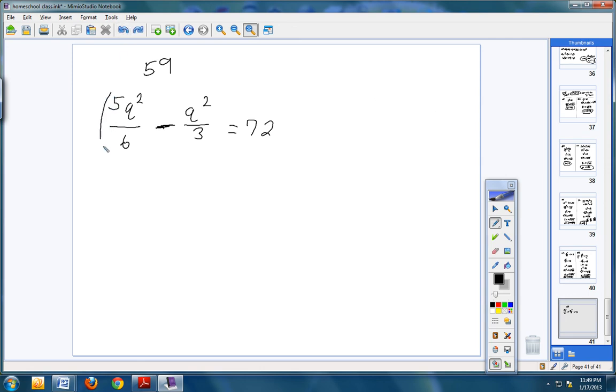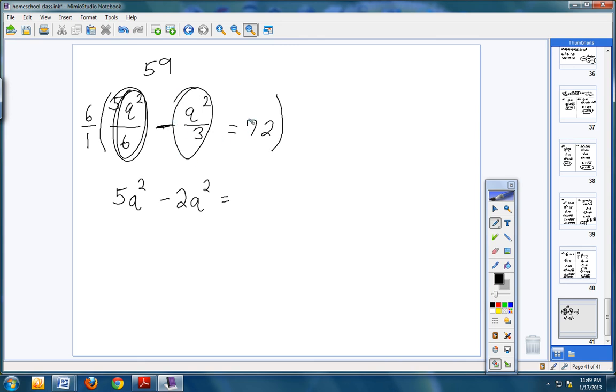So, I'm going to multiply. Now watch how I do this. Please watch carefully. I'm going to multiply the entire equation by 6 over 1. Alright? Now watch what happens. 6 over 1 times 5q squared over 6. Your 6's would cancel. And that would leave you with 5q squared. Now, I'm going to take 6 over 1 times q squared over 3. Notice your 3 would cancel into your 6 2 times. And you're left with 2q squared. Now, you can't multiply this by 6 and this by 6 and not multiply this by 6. You have to multiply every term by 6.